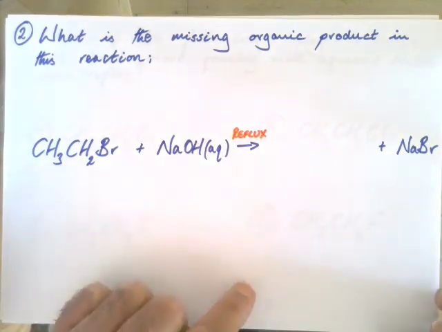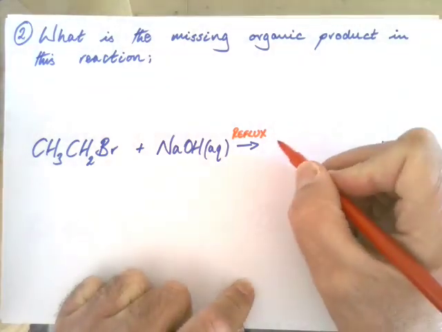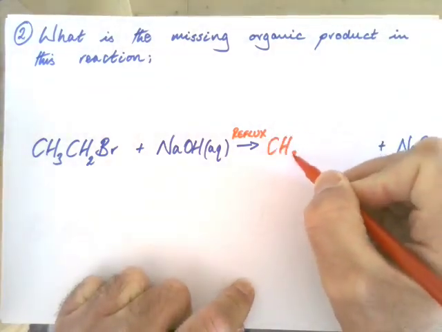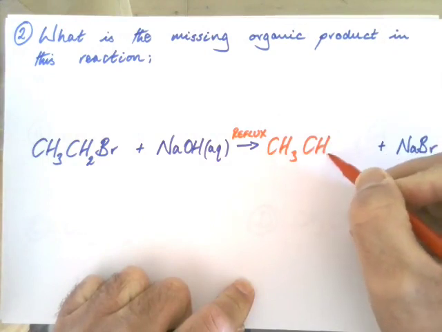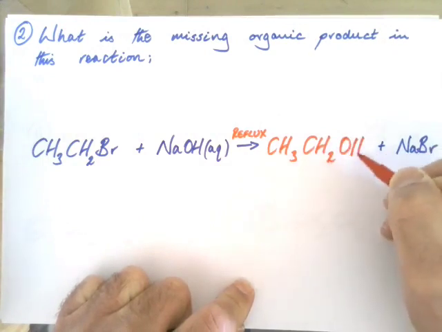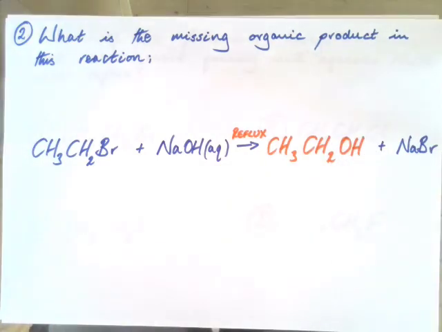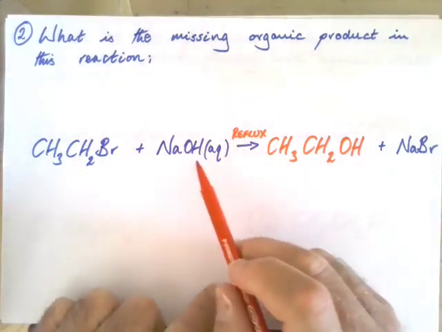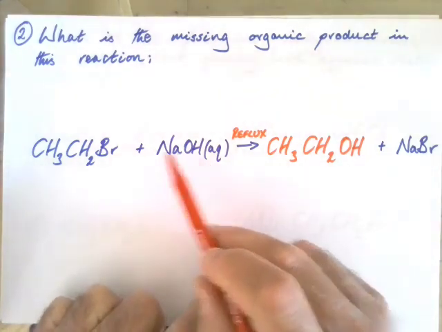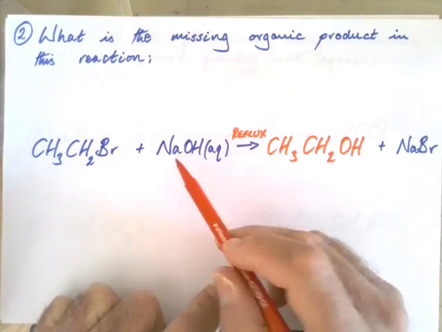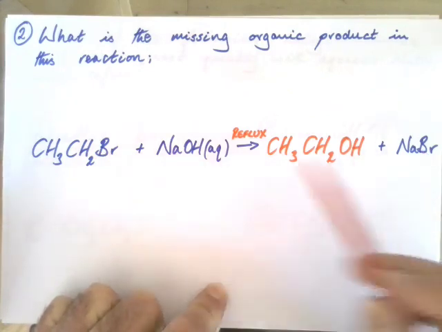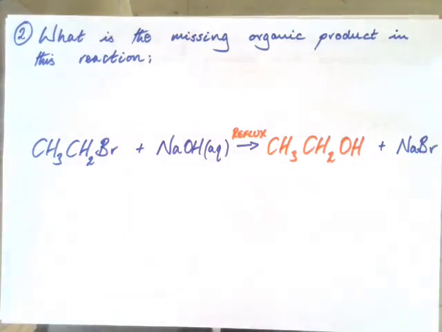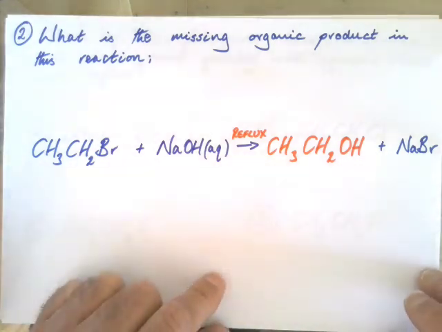Okay, so hopefully you paused, you've checked, and you found out that the right answer is CH3CH2OH. You're going to make ethanol in this reaction. This is a nucleophilic substitution where the OH and the Br swap over. Obviously, the Br and the Na then join together as spectator ions to form sodium bromide. Right, question number 3.